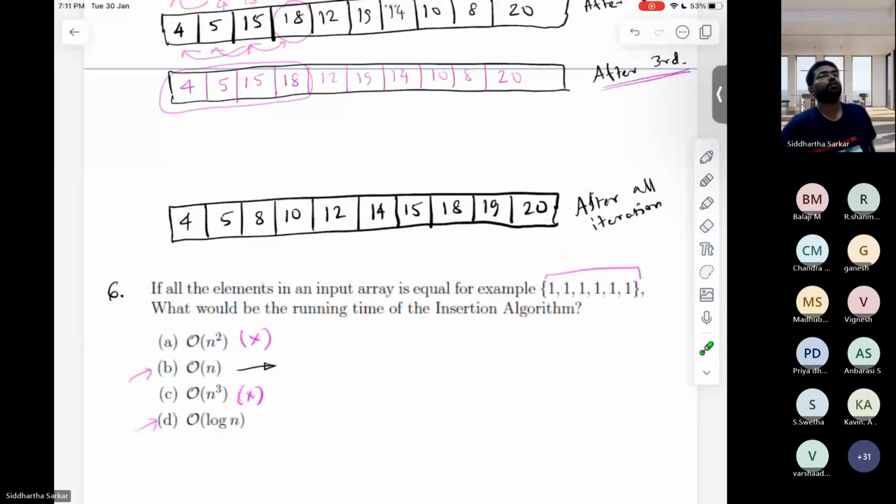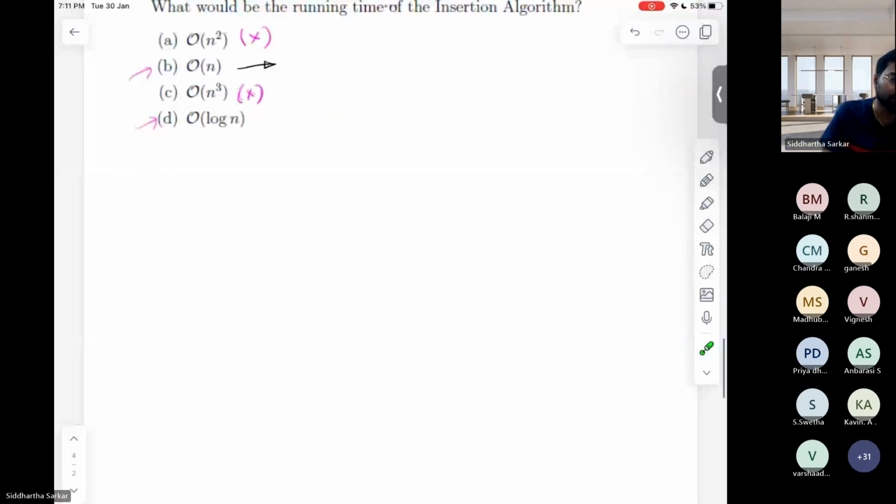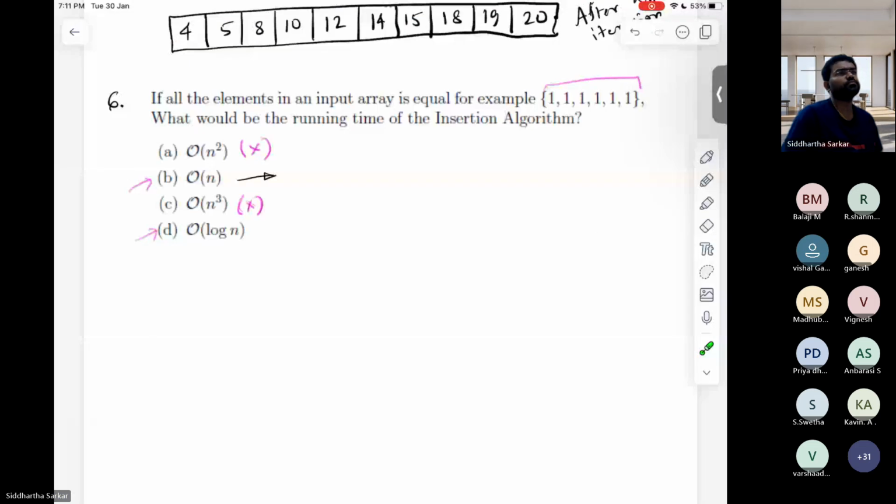Fine. Okay, we'll move to the next one. I think we'll not require. I think we should be able to finish by 7:30. We're not going very slowly also. That is fine.